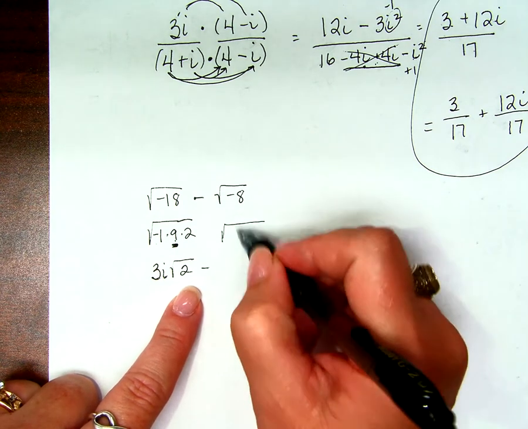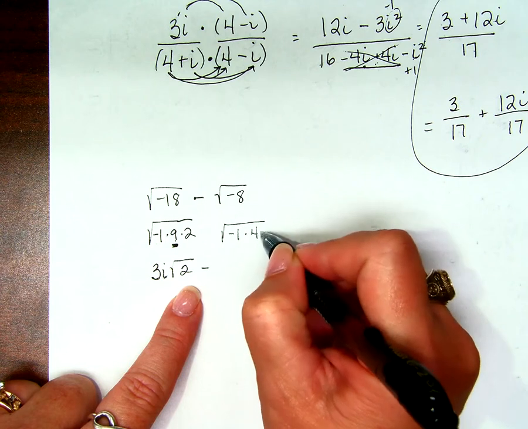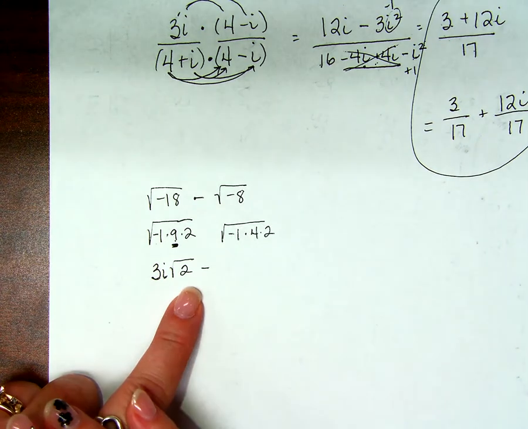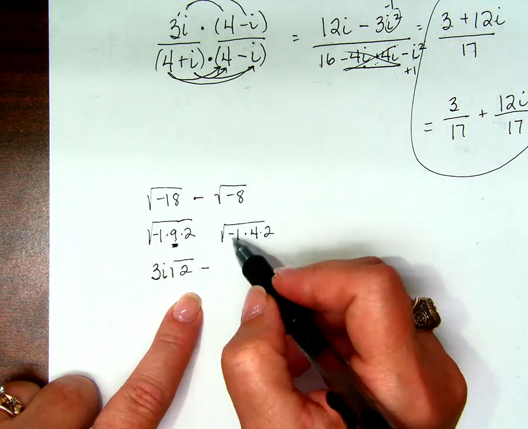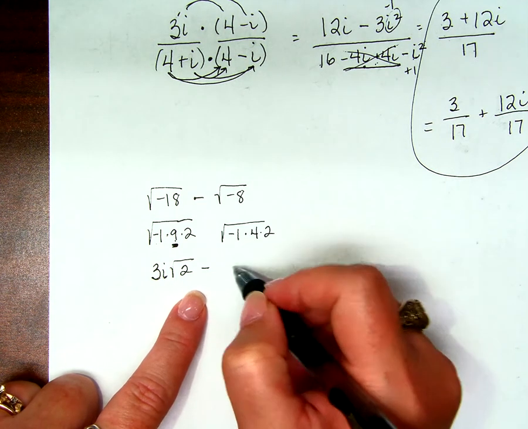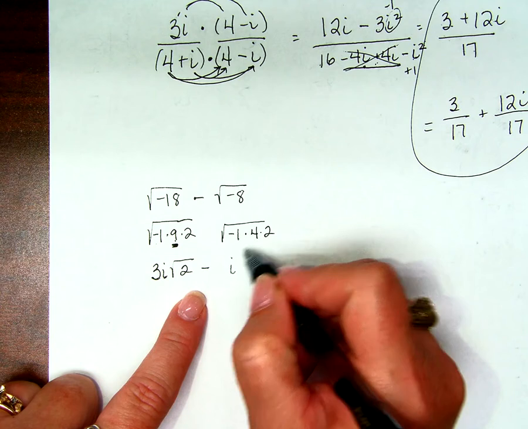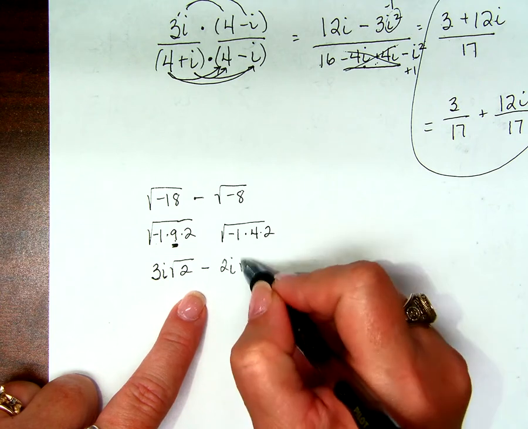Well, the square root of negative 8 is negative 1 times 4 times 2, right? Why did I choose 4 and 2? Because I know the square root of 4, not 2. Definitely not 2. Okay? What's the square root of negative 1? i. What's the square root of 4? 2. What's the square root of 2? I don't know either.